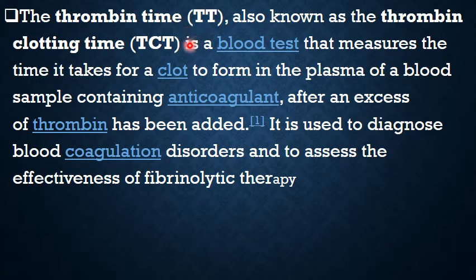Thrombin time is another test, also known as thrombin clotting time. This is a blood test which is used to measure the time it takes for a clot to form in the plasma of a blood sample containing anticoagulant, after an excess of thrombin has been added. It is used to diagnose coagulation disorders and also to assess the effectiveness of fibrinolytic treatment or therapy.